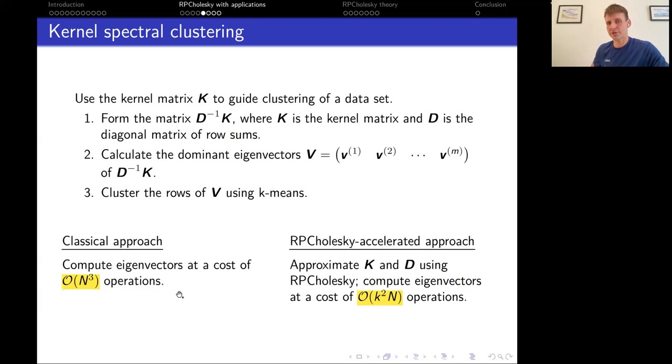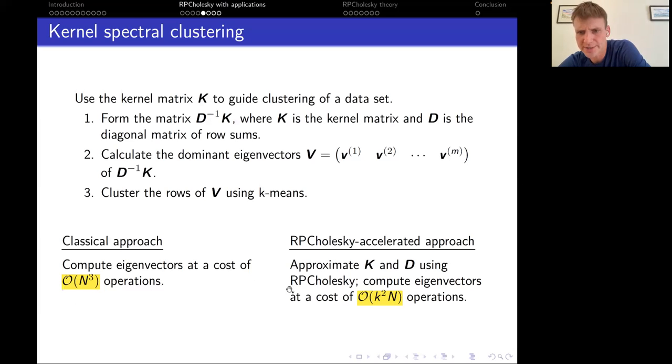A lot of folks would compute eigenvectors at a cost of n-cubed operations by using a function on their computer like np.linalg.eig. Or if you're clever, maybe you could figure out how to do np.linalg.eigh and get the same answer. But it's still n-cubed. You can try to run Lanczos, get just a few of the top eigenvalues and eigenvectors. That would be order n squared k.